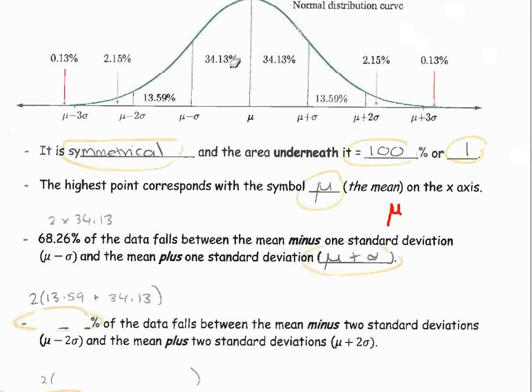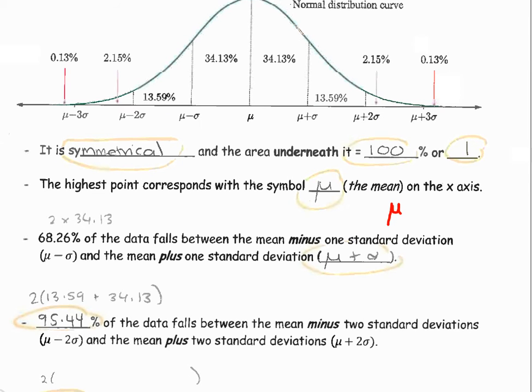Which would give me this whole area under here. When you double these, double the sum of that, if you plug it into your calculator, you'll get 95.44. These four percentages added together give you 95.44% of the data. It falls between the mean minus 2 standard deviations and the mean plus 2 standard deviations, which is written in symbols there. That's another special thing about the normal distribution.